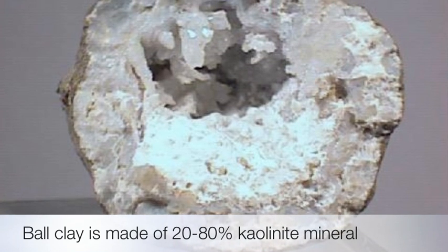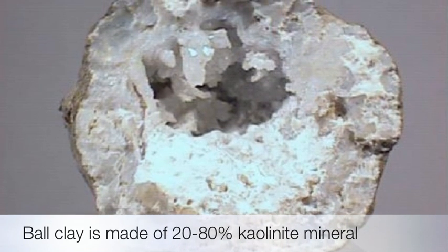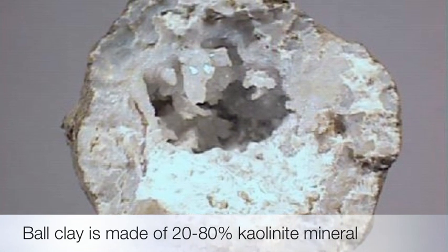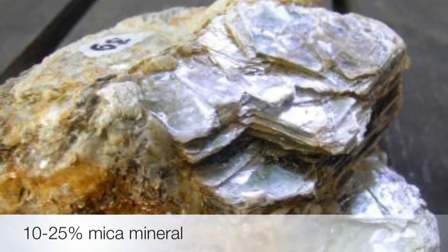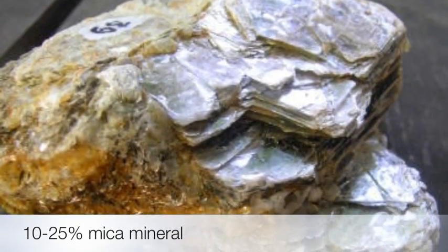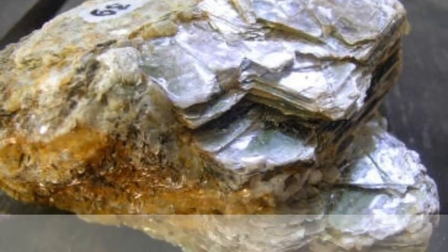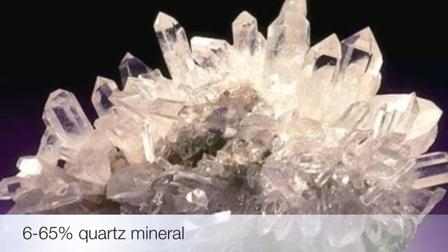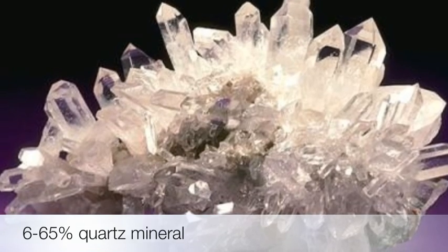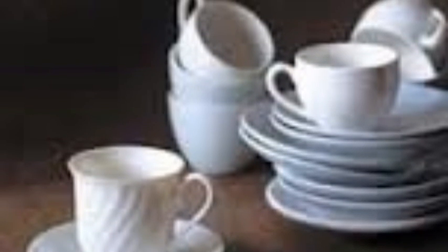Ball clay is kaolinitic sedimentary clay, which is made of 20 to 80% kaolinite, which can be found in medicine, 10 to 25% mica, which is found in paint and makeup, and 6 to 65% quartz, which is found in sandpaper and often used as jewelry. They are mostly used for the making of ceramics pieces such as tableware, toilet bowls, wall floor tiles, and electrical insulators. Most types of pottery are made with ball clay or china clay.